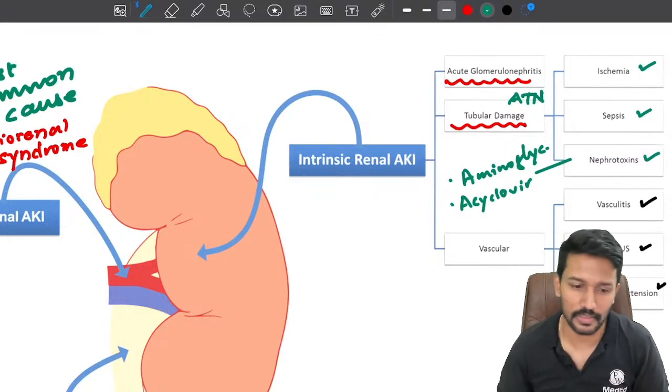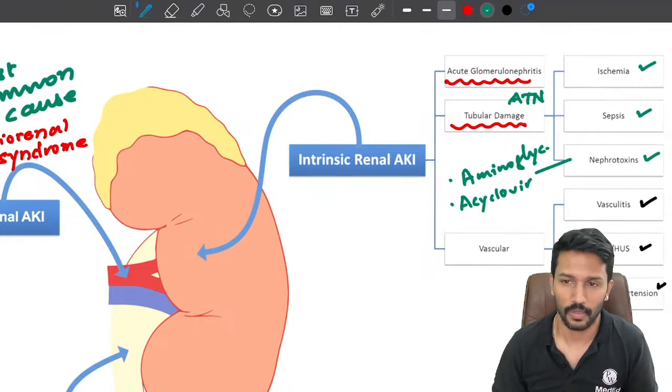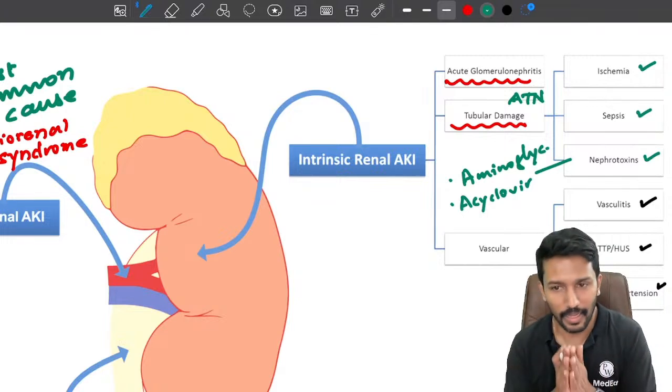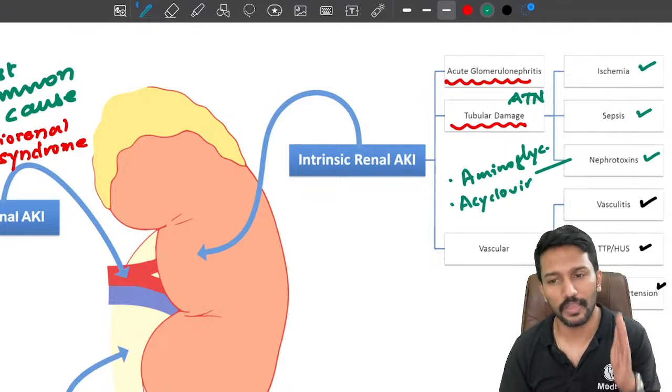This is the first creatinine that we are seeing and it is high. So how do I know that it is CKD or AKI? What is the best investigation that helps us to differentiate between CKD and AKI? The answer for that should be imaging. Imaging would be the best investigation that helps us to differentiate between the AKI and CKD.